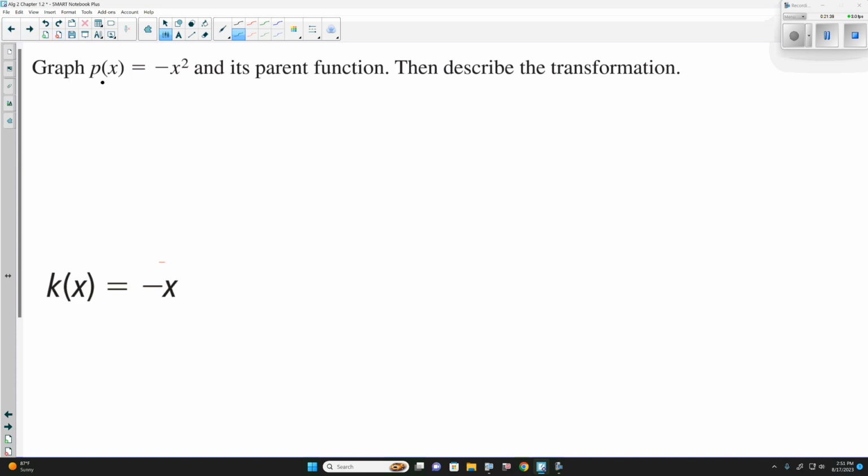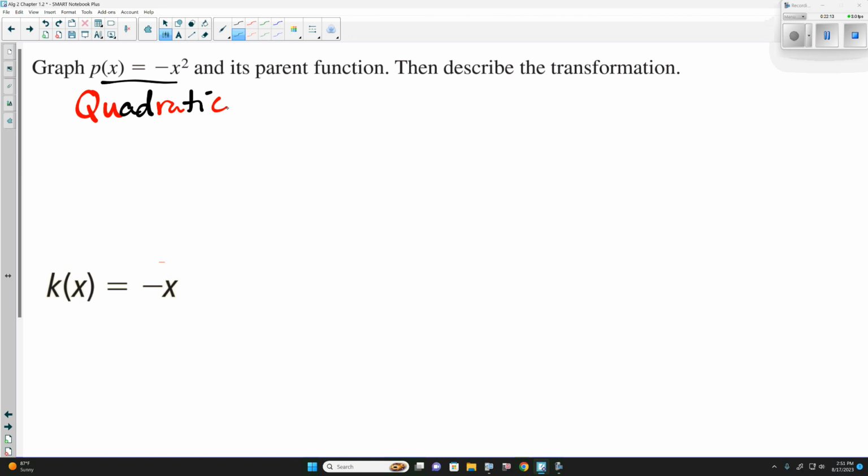So look at this first one up here. P of x equals negative x squared. What is its parent function? Is it quadratic? Do we have a movement up, down, left, or right? So up and down is our k, yes? Do we have a number in place of k?